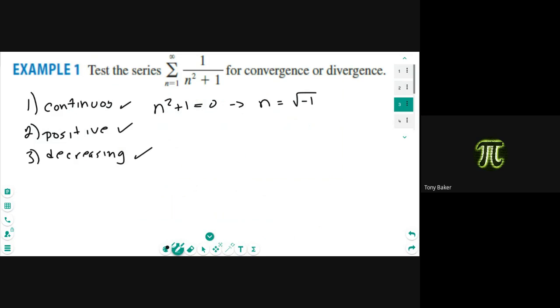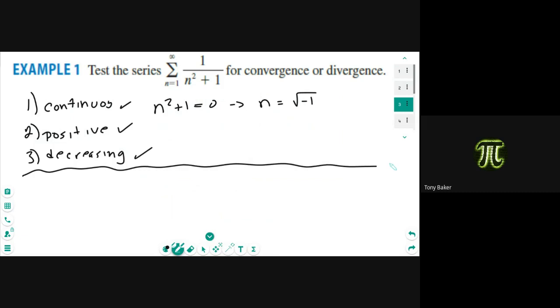If it was like n over n squared plus 1, then you might have to show the derivative because both the top and the bottom are changing. And you'd have to show that the bottom is changing faster than the top is. All right, so we can do the integral test for this one.